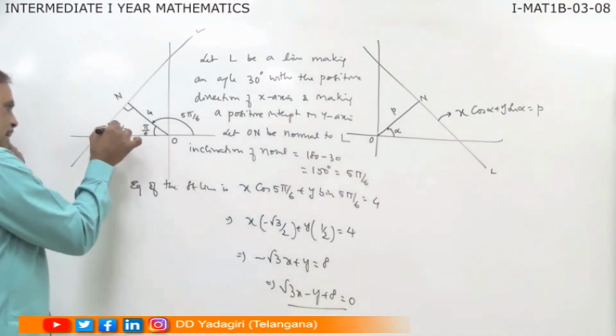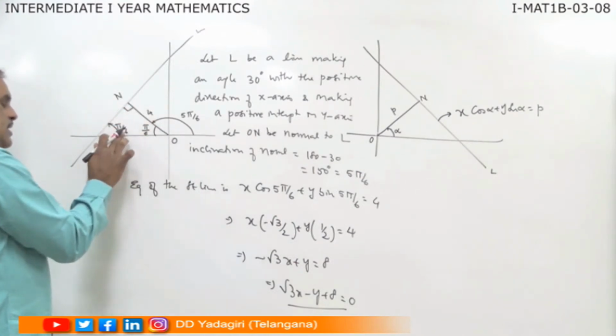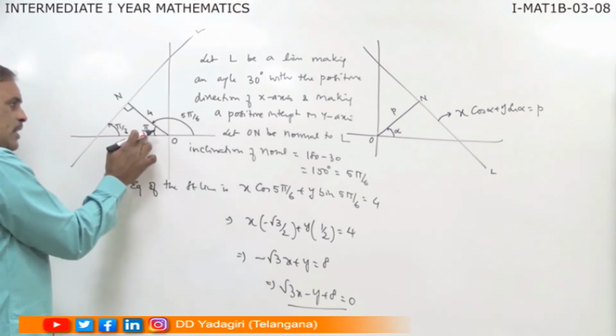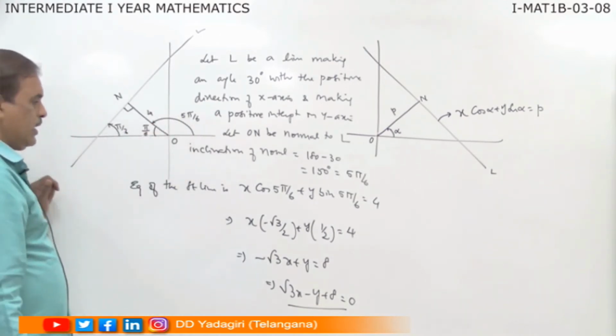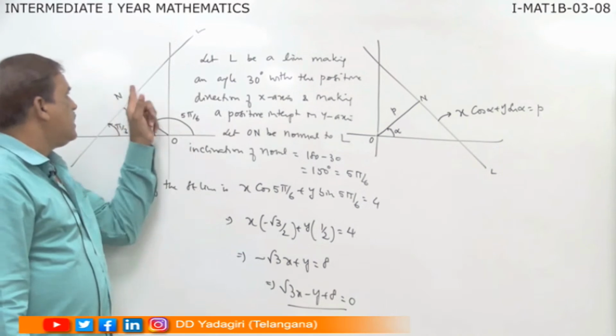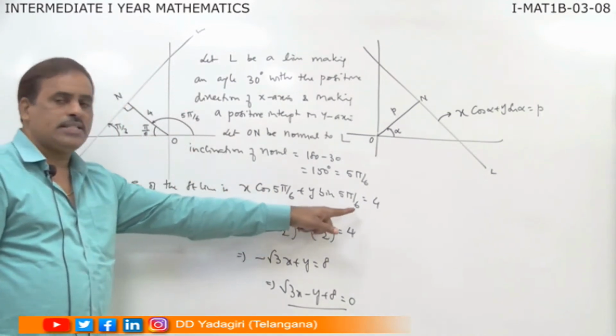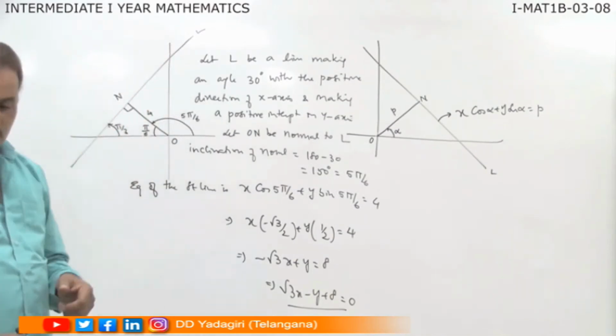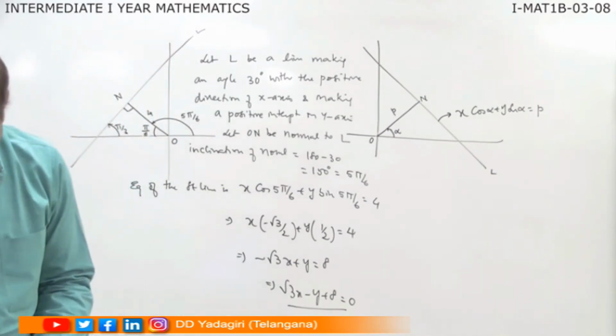So this is pi by 3, this is 90, this is 60, this is 90. Hence this will be 30. The whole of the angle here is 180. 180 minus 30 is going to be 150. And the equation of straight line is x cos alpha plus y sin alpha is equal to p. This is how we do the problem number 3.